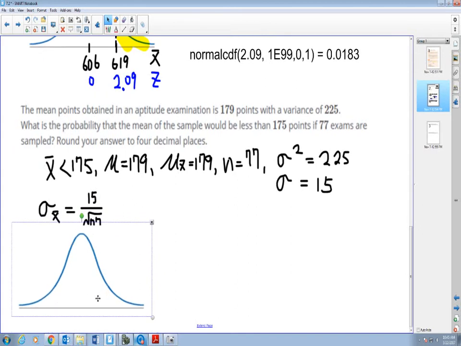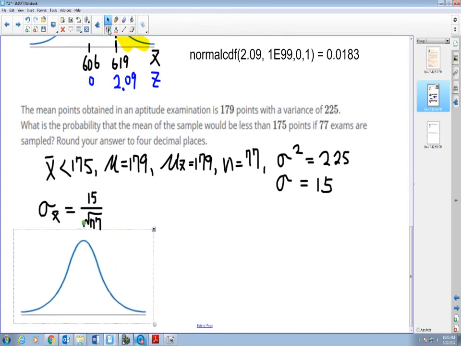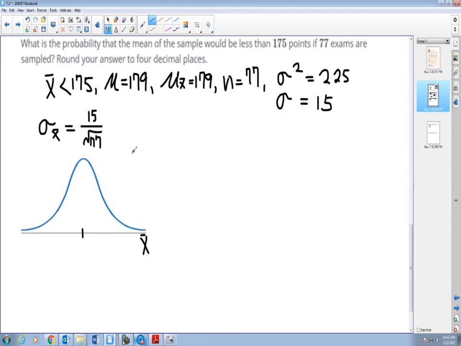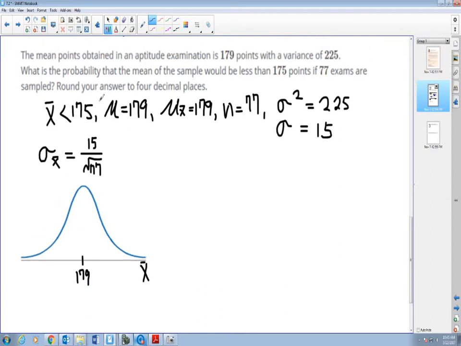So what's going on right now is this aptitude exam. The mean of the sampling distribution X bar is right here in the middle, which is 179 points. Was there a chance that the mean of the sample will be less than 175? So I'm looking for the area to the left. So this is the area I'm looking for.